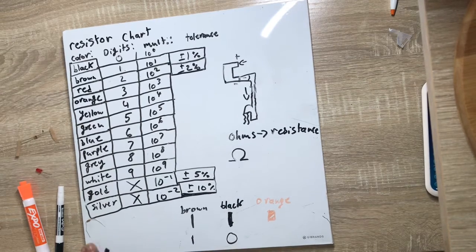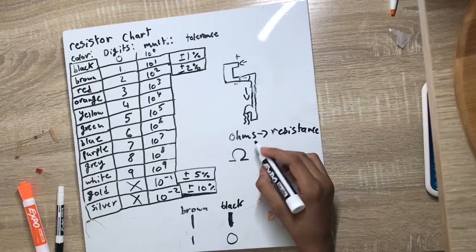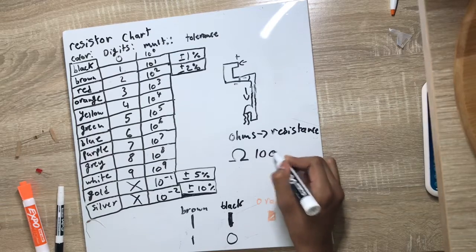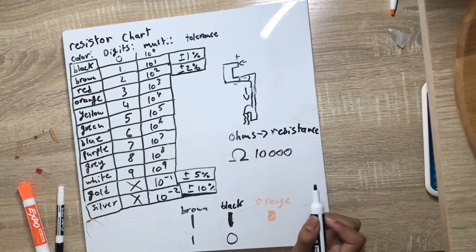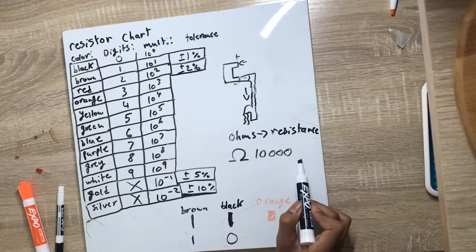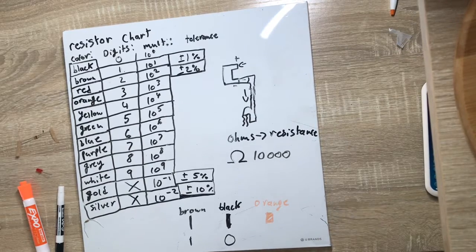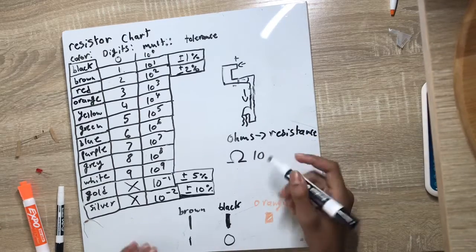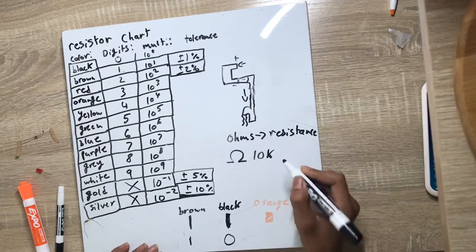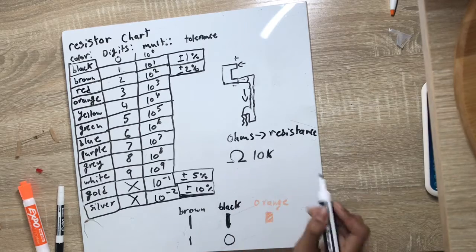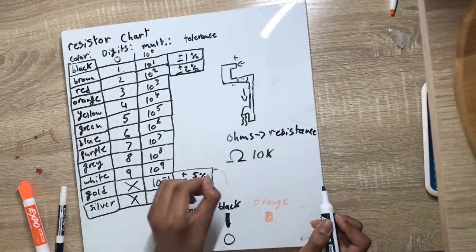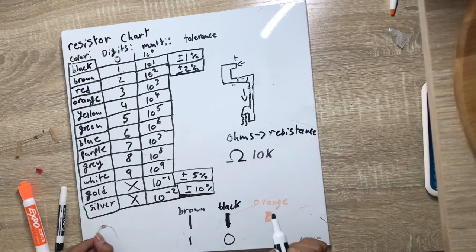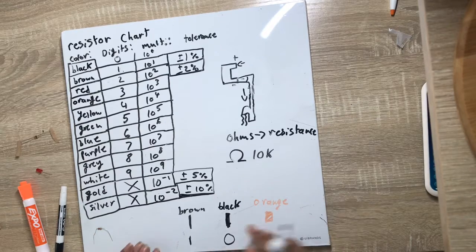So let's write that over here, right? 10,000 ohms. Now we could write it just like this, or we could simplify it so that it looks much better and say 10K, which also means 10,000, right? So 10K ohms. That's how much this resistor resists. 10,000 ohms of resistance, right?